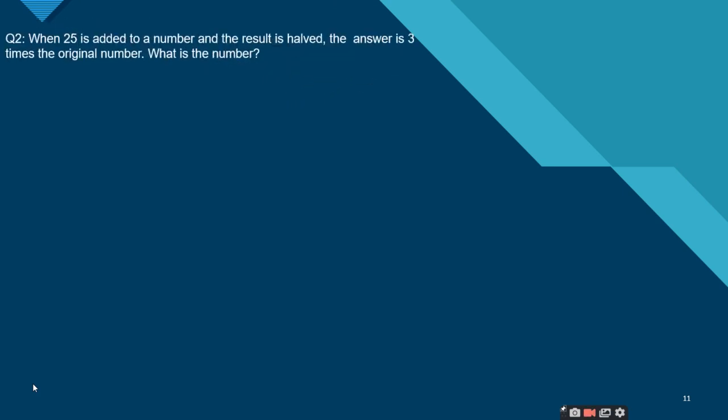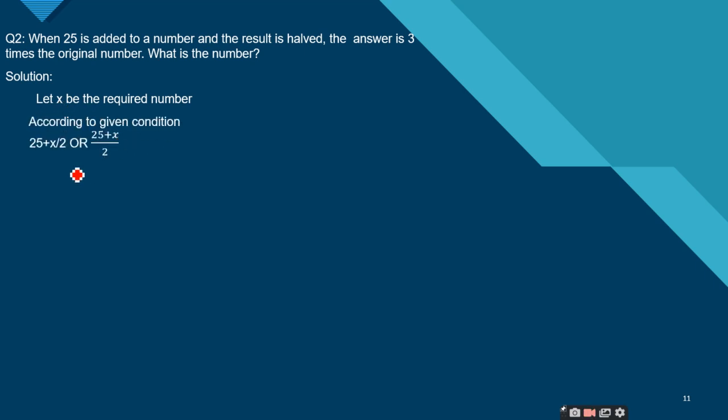Now question number 2 of this exercise is a word problem. When 25 is added to a number and the result is halved, the answer is 3 times the original number. What is the number? So let's start. Let x be the required number, the number which we have to find, we suppose it x.